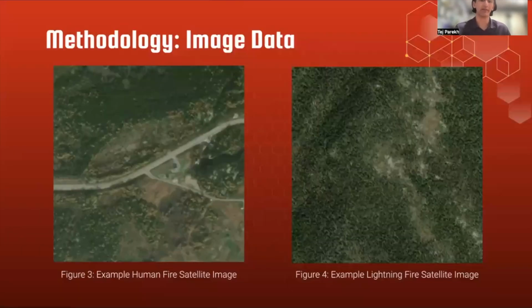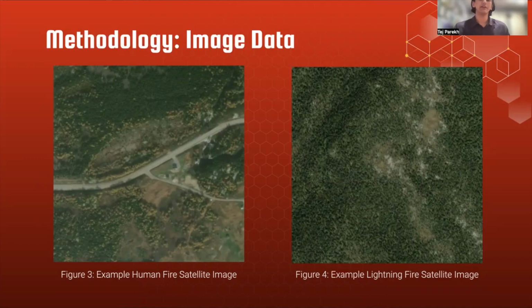So here are two example images. The one you see on the left is an example human fire satellite image, and the one on the right is an example lightning fire satellite image. So you can see some of the trends we discussed earlier with a road in the human image, but no roads in the lightning image. Obviously, though, this is not a trend that's seen in all images. It just happens to be in these two that I selected.